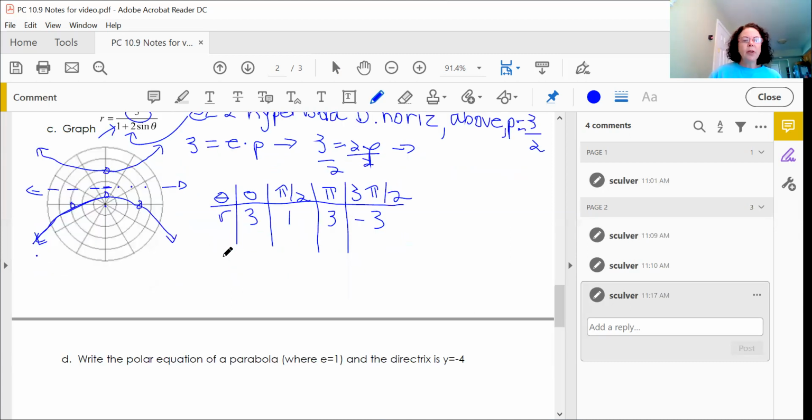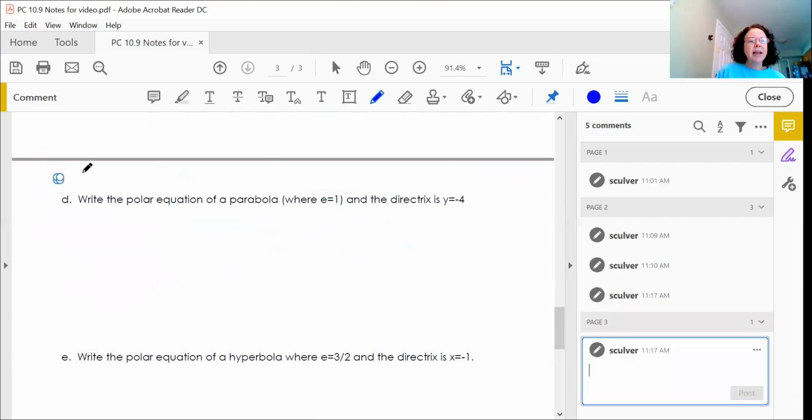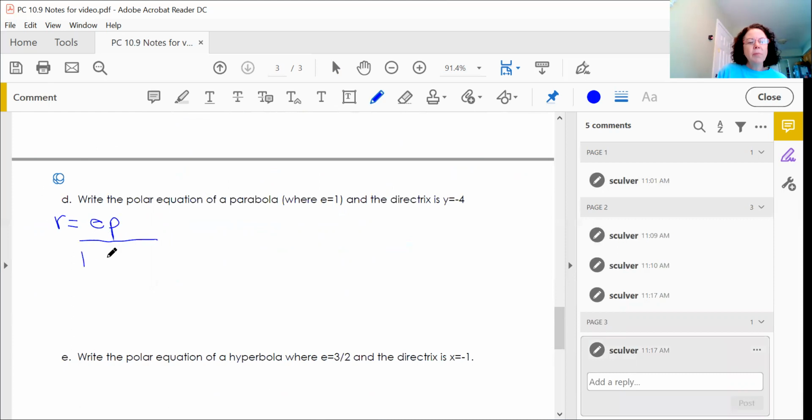Now, what if you are given information and asked to write a polar equation? So let's take a look at that. Let's write our polar equation. Right, we need r equals e times p over 1 plus or minus e, and then we'll have cosine or sine of theta. Okay, let's get our information. It is a parabola, so our e is 1. So we'll have a 1 here and a 1 here.